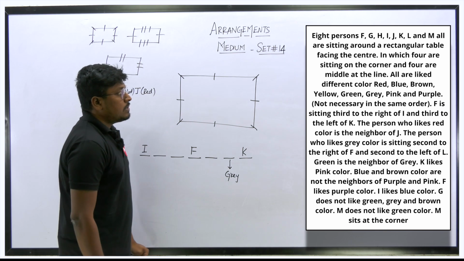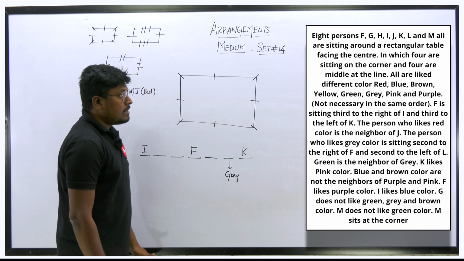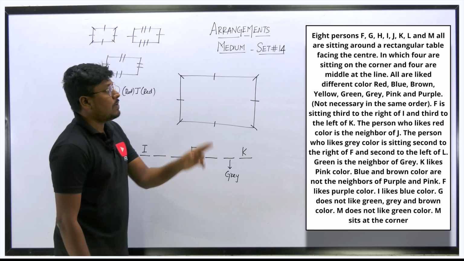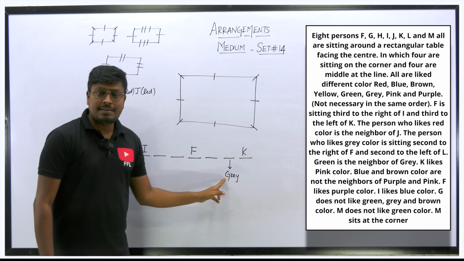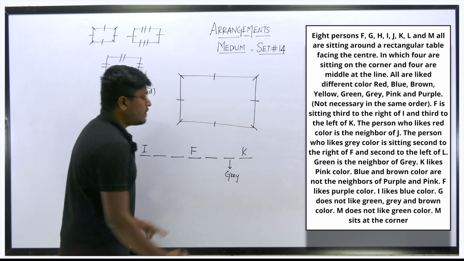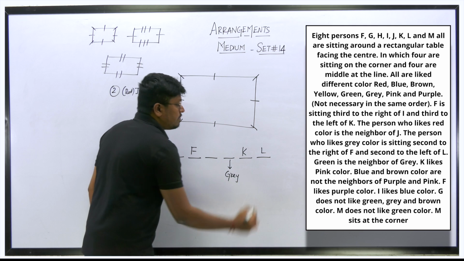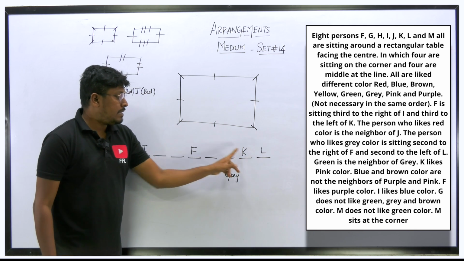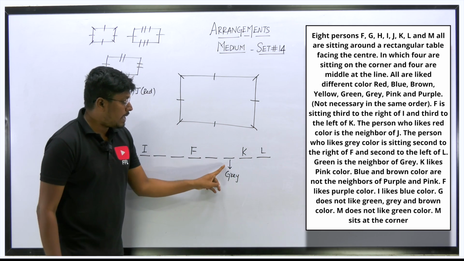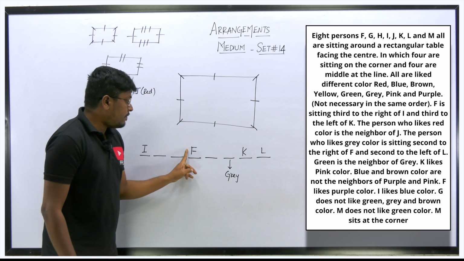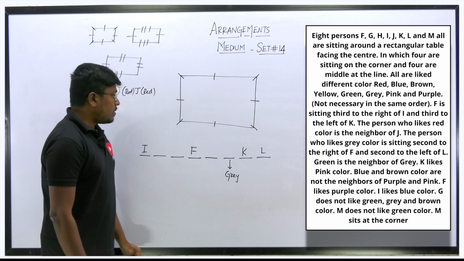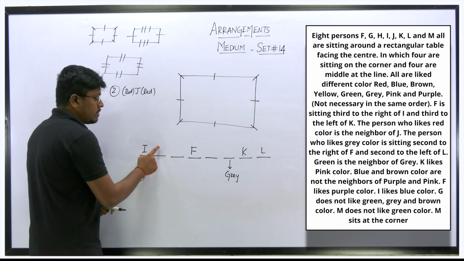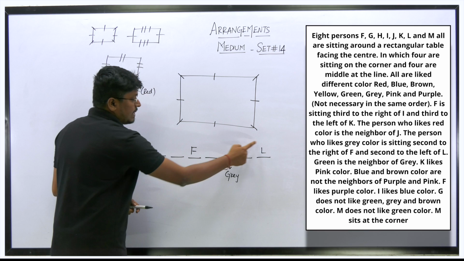The next point is, second to the left of L is the person who likes grey color. L's left hand side, second place, so definitely L should be placed here. So L's left hand side second place is the person who likes grey color, and F's right hand side second place likes grey color. So totally how many persons are there? 8 persons: 1, 2, 3, 4, 5, 6, 7, 8.